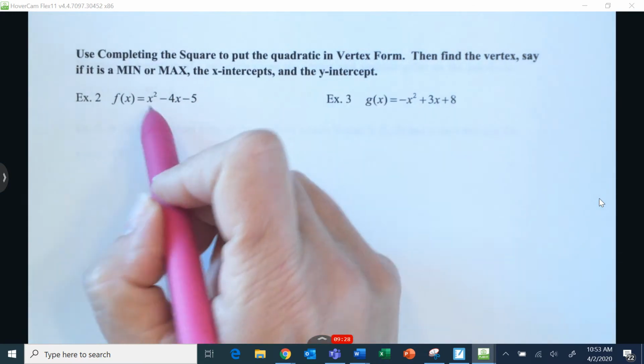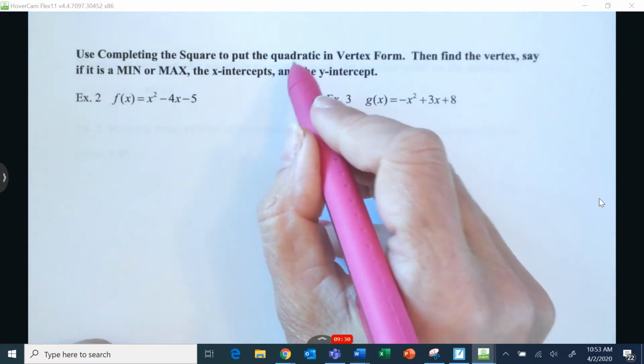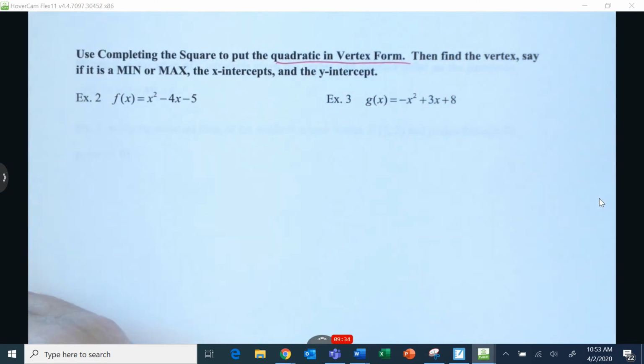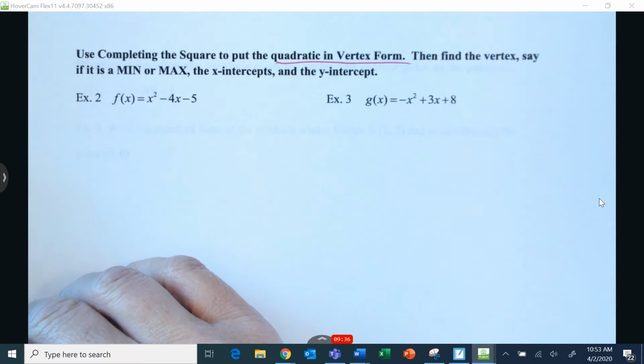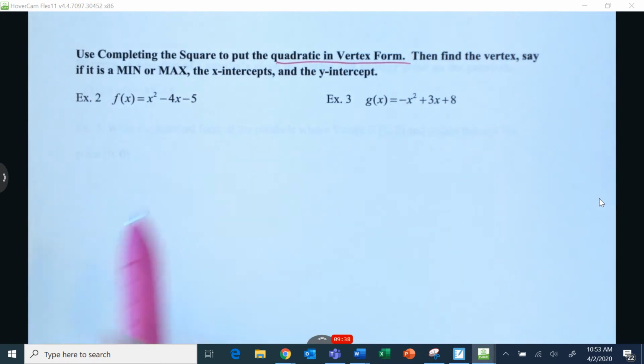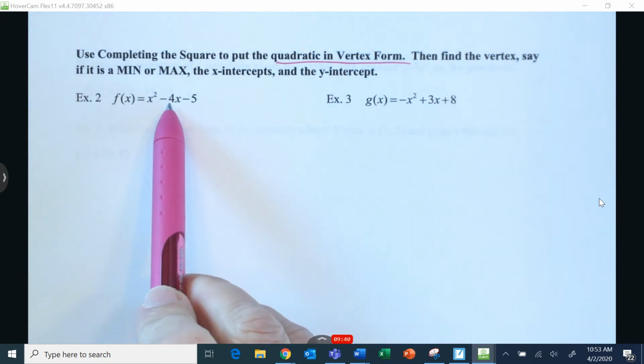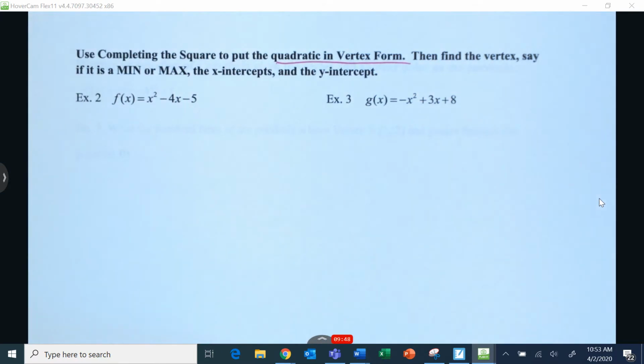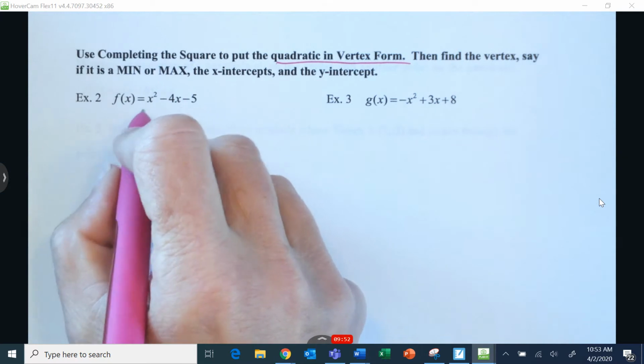All right, first of all, putting it into vertex form. I would only recommend doing this if the middle term is divisible by 2. So remember when we complete the square, you have to divide that number by 2.